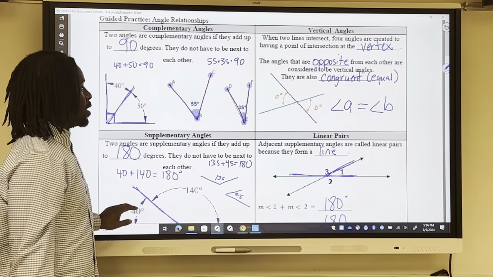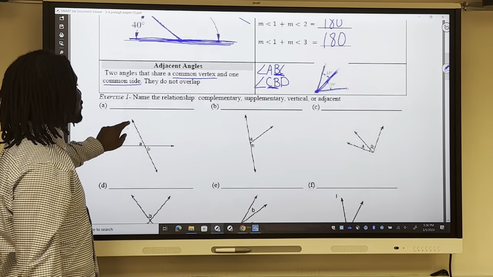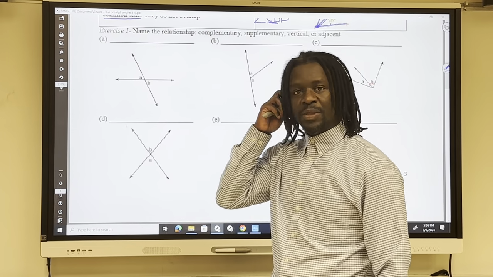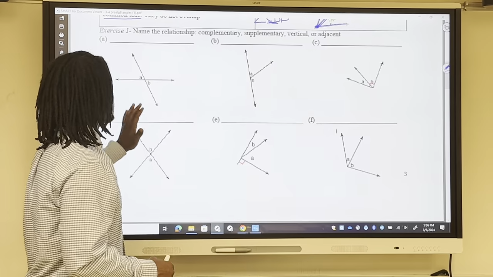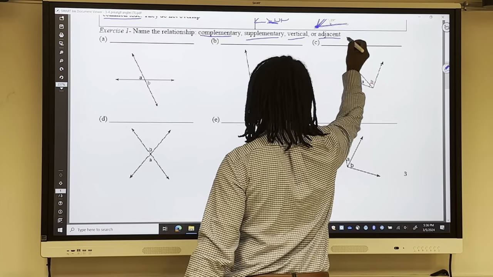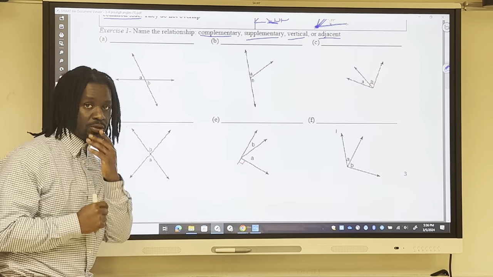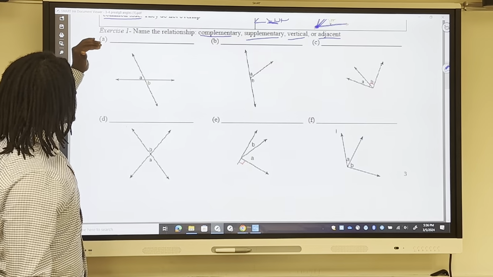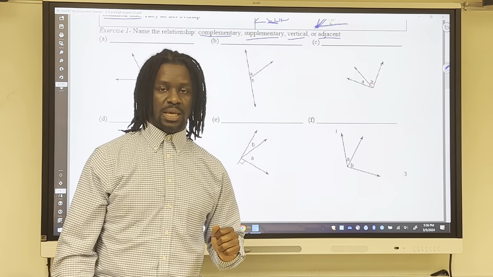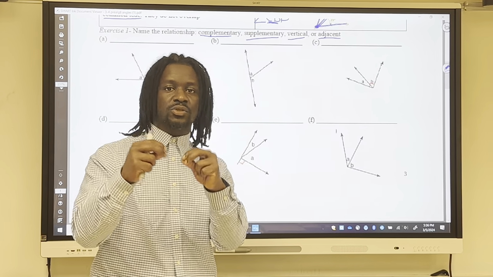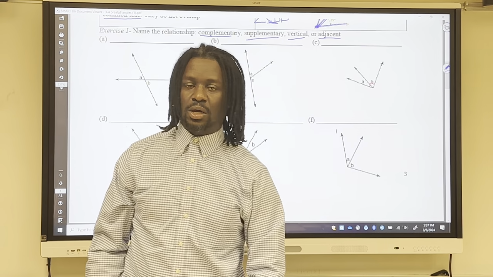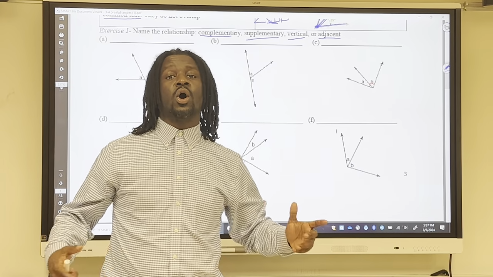All right, so now what we're going to do is apply what we just learned. I have six examples here, and you are naming the relationship. It's either complementary, supplementary, vertical, or adjacent. Those are the four types of angles. Write down the name that best describes the angles that are labeled. I want you to pause this video and try to do those on your own.